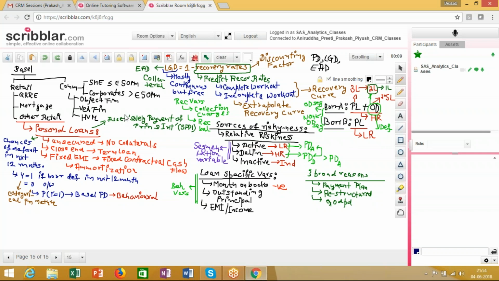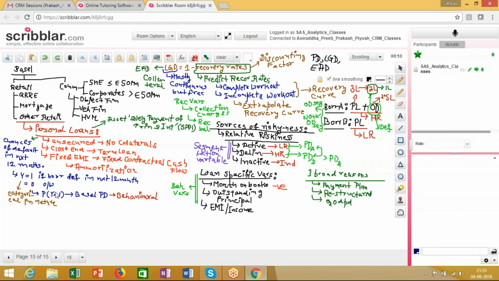the concept of probability of default. So what is this probability of default? In the last class, we saw that the probability of default is just an estimate of the chances that a borrower will default in the next 12 months. So one thing we can very clearly see is that this PD model is a purely behavioral model. So is LGD and so is EAD.